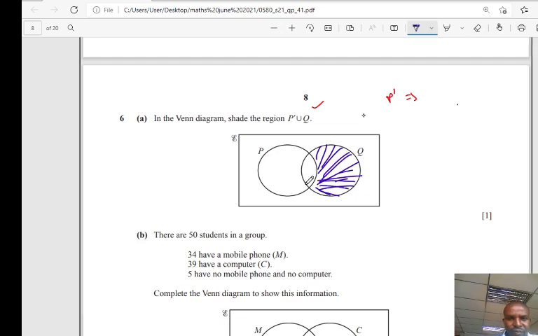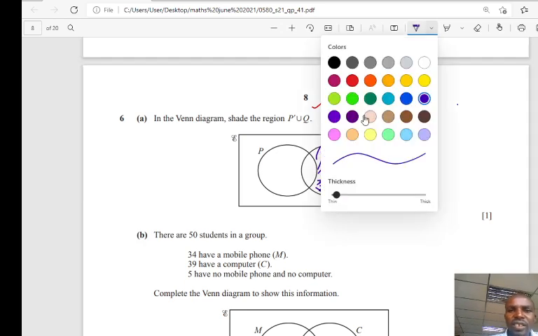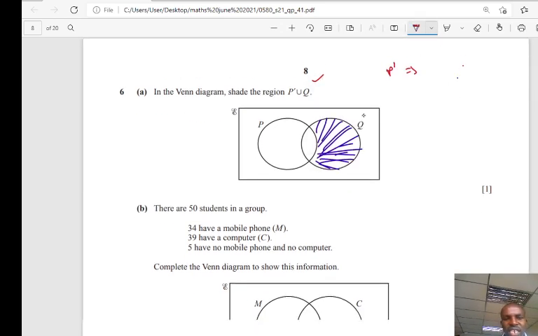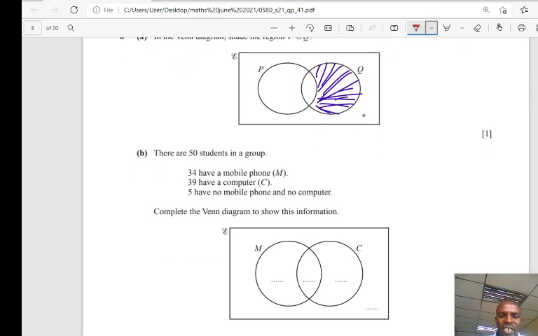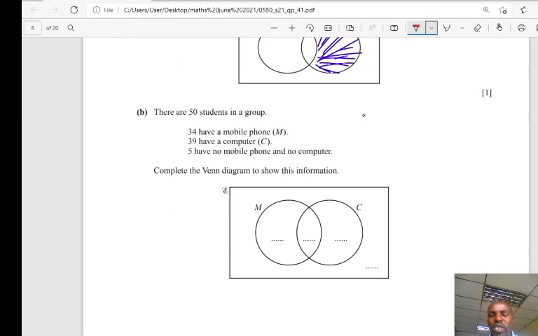Then next, there are 50 students in a group. 34 have a mobile phone, M. 39 have a computer, C. 5 have no mobile phone and no computer. Serious one, eh? 5. Complete the Venn diagram to show this information.